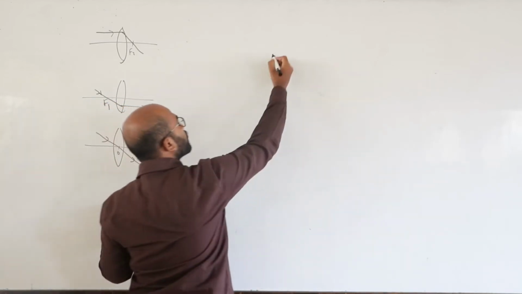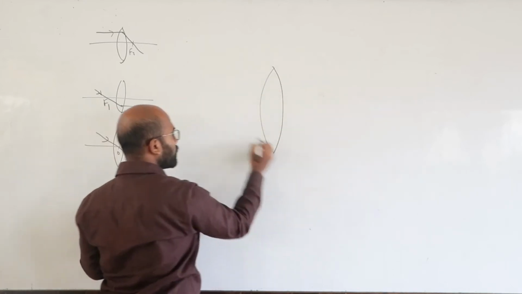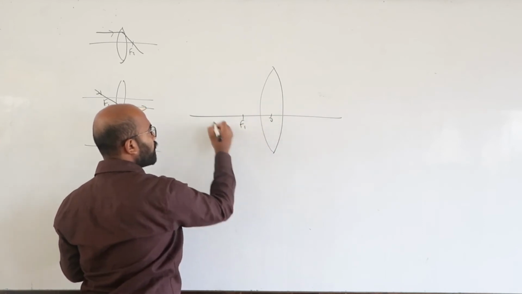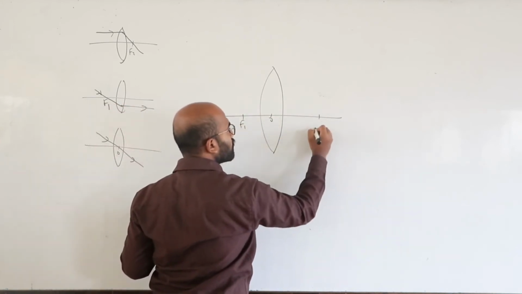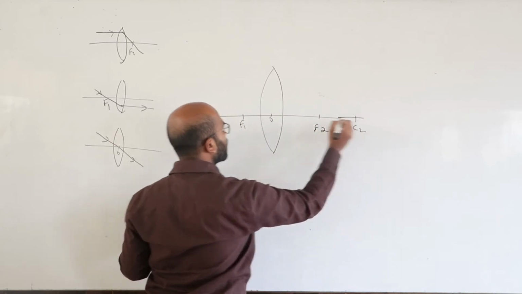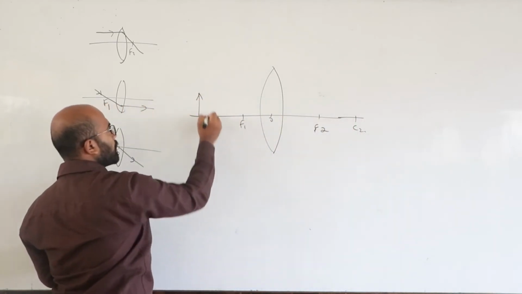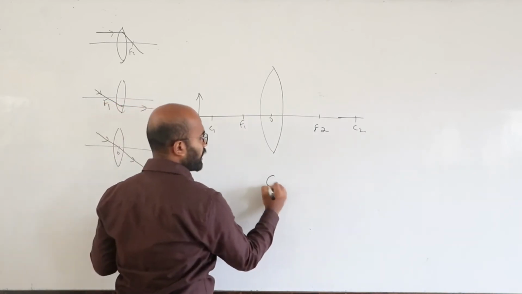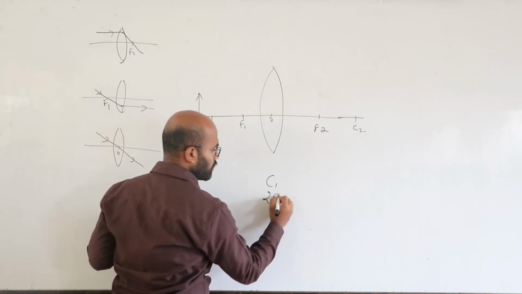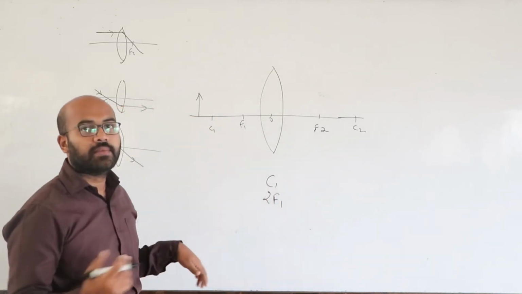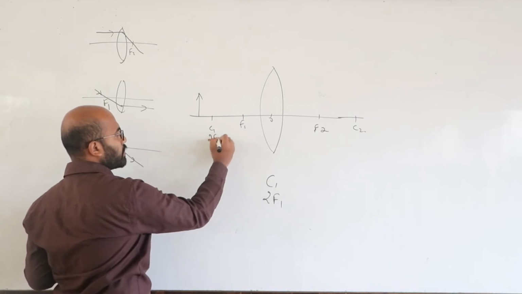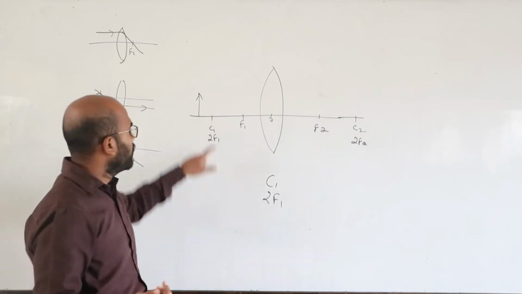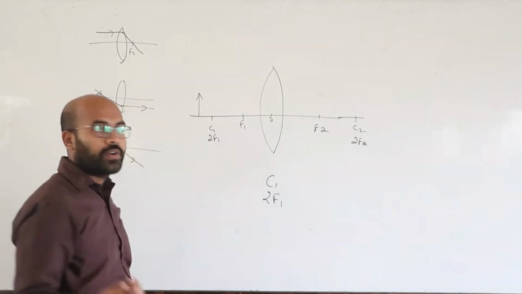So next, optic center, F1, C1, F2, C2. When the object is behind center of curvature, here they might give you as behind C1 or 2F1, both are nothing but the same. You can name it as 2F1 or 2F2. So both are the same. C1 or 2F1, C2 or 2F2.